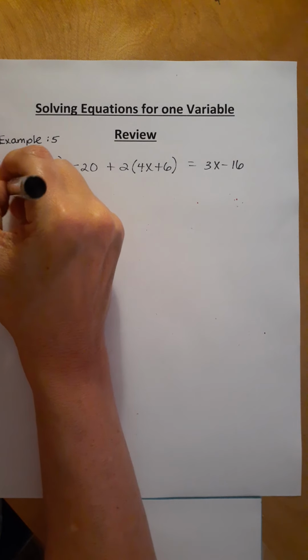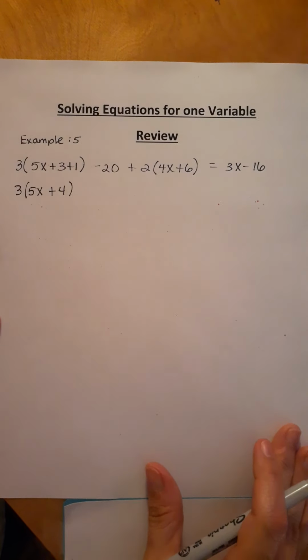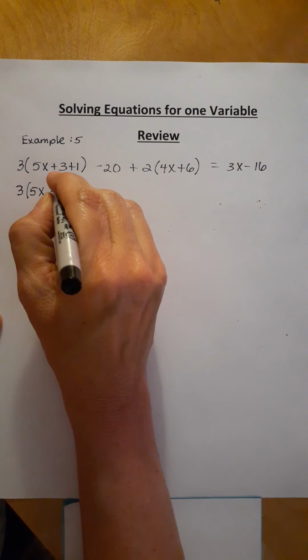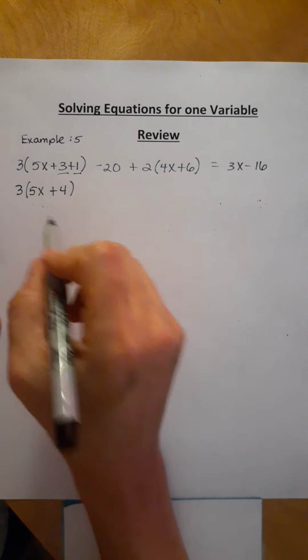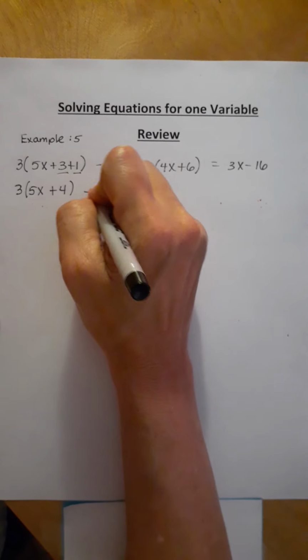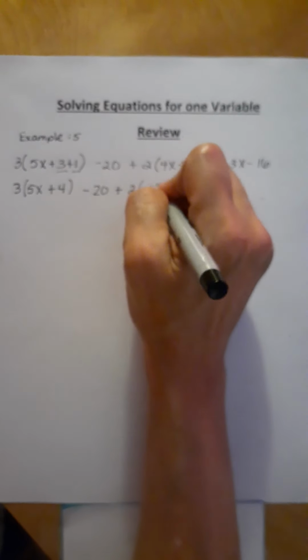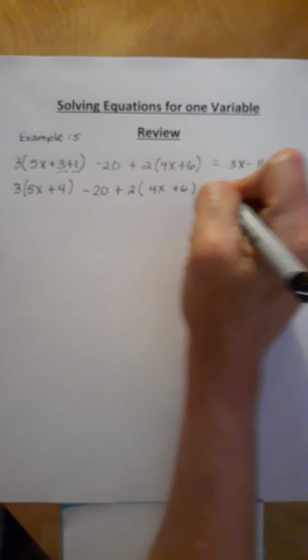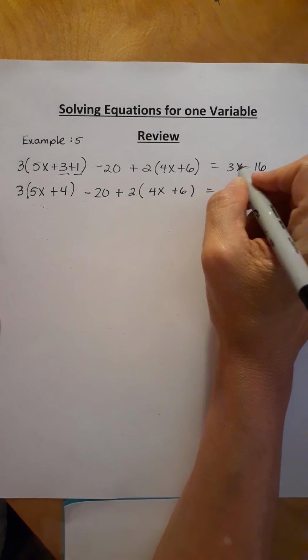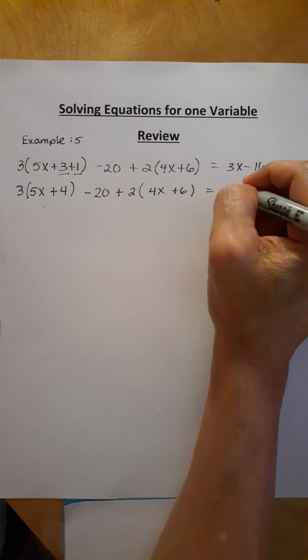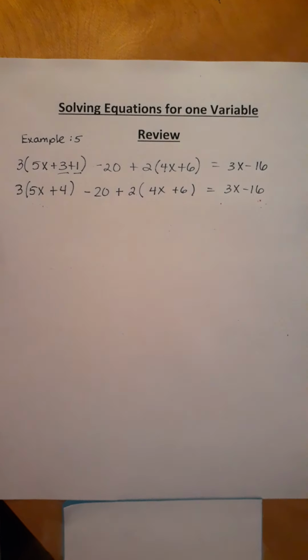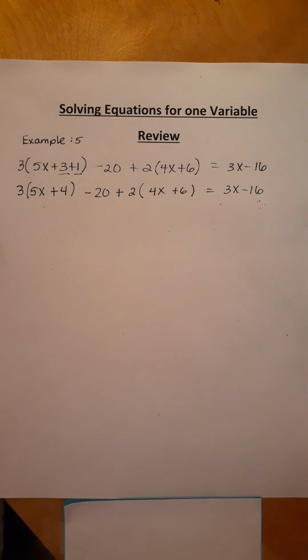3, 5x plus 4. Let me move this over just a little bit. So these are like terms, right? So I'm going to put them together. Minus 20 plus 2, 4x plus 6, that's not like terms. Equals. Those two are not like terms. This has an x, that doesn't have an x. But we have to start multiplying things.